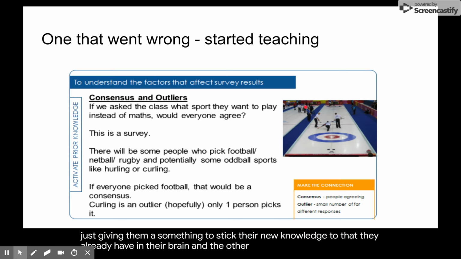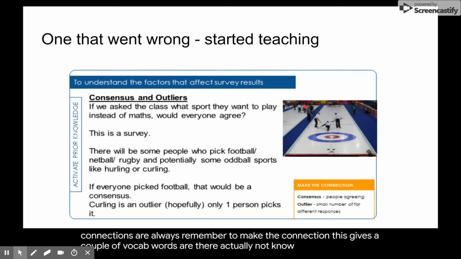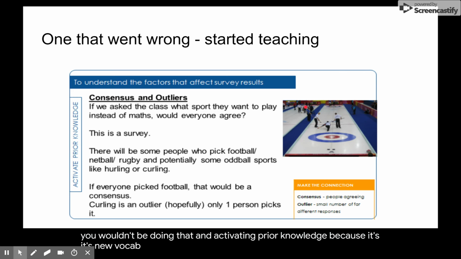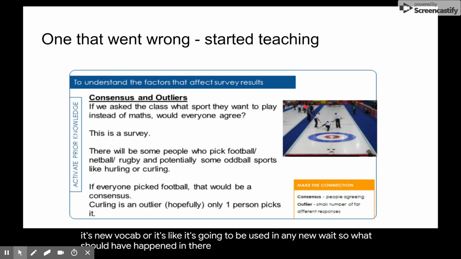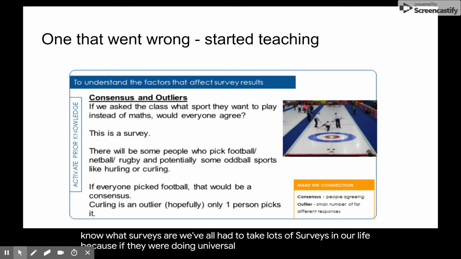And the other common mistake, which is also made on this slide, is that teachers just forget to make the connection. So always remember to make the connection. This gives a couple of vocab words. They're actually part of the lesson anyway, so you wouldn't be doing that in activating prior knowledge, because it's new vocab, or it's vocab that's going to be used in a new way. So what should have happened in there is they should have just said, we all know what surveys are. We've all had to take lots of surveys in our life. This was if they were doing universal experience of activating prior knowledge.